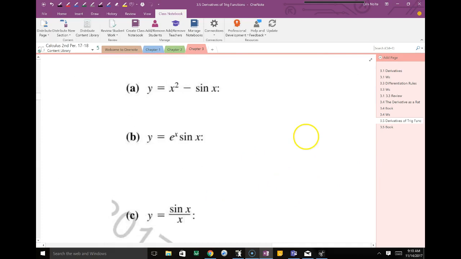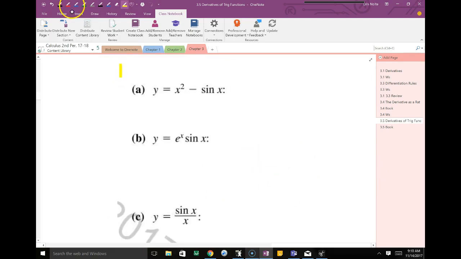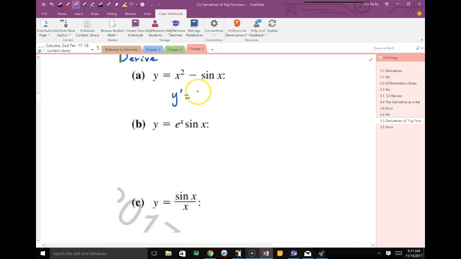Alright, number 1. Okay, so let's see if you can derive this. Let's say the directions say derive. So I'm just using basic derivative methods for this one. What is the derivative of x squared? Minus cosine x. Look at that. Yeah, but then the homework is always like impossible. Okay, let's make it a little bit harder. Okay, let's try B. How would you derive?